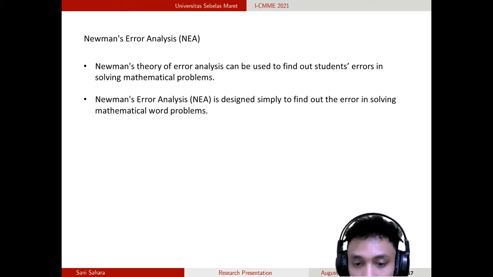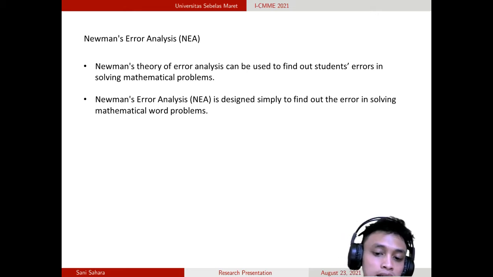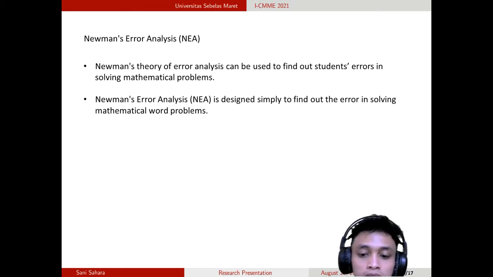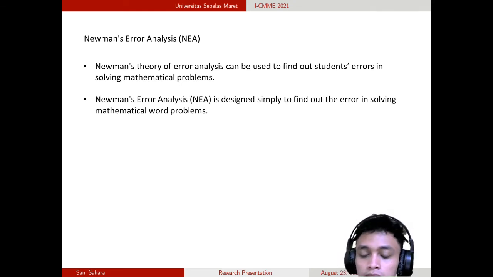Many researchers have used and applied Newman's theory, and it has proven effective in finding out students' errors in solving mathematical problems. The issue of the low level of mathematical literacy in Indonesia should be studied and addressed immediately to meet the demands of the 21st century era later.